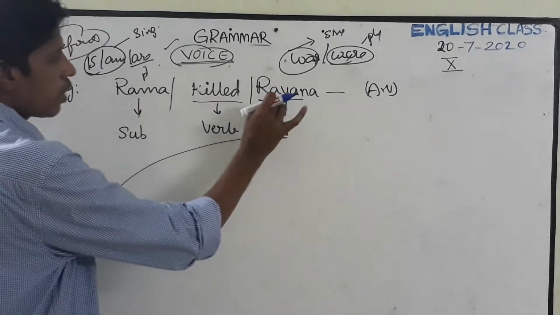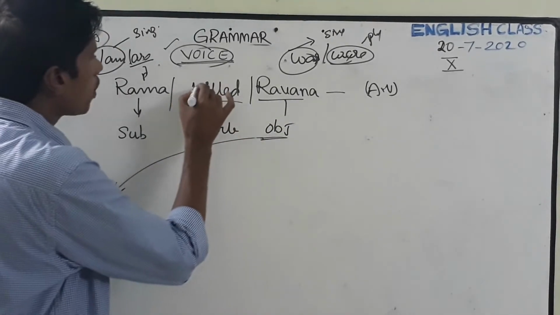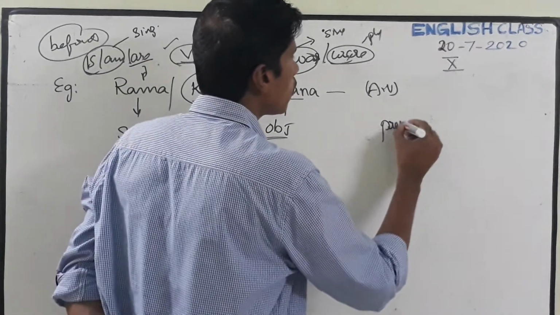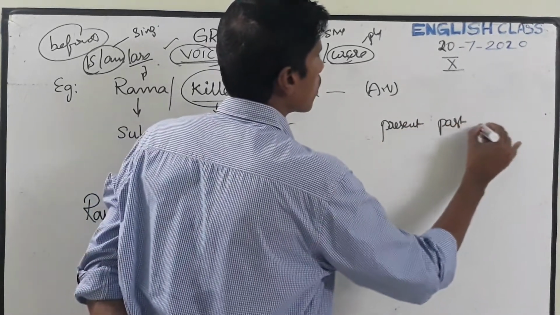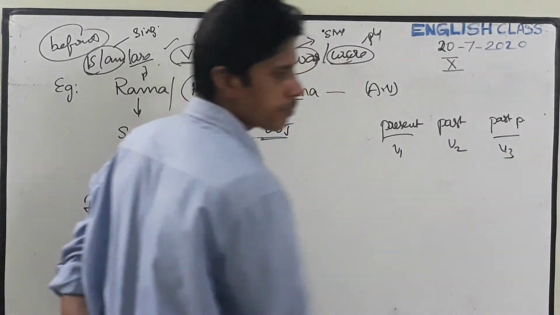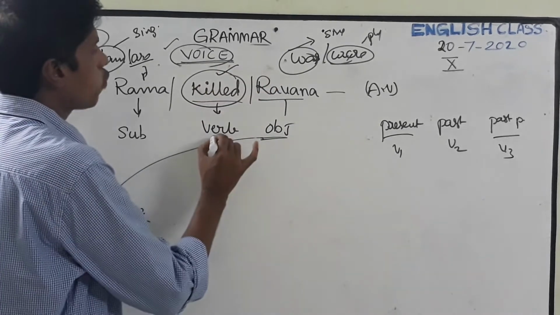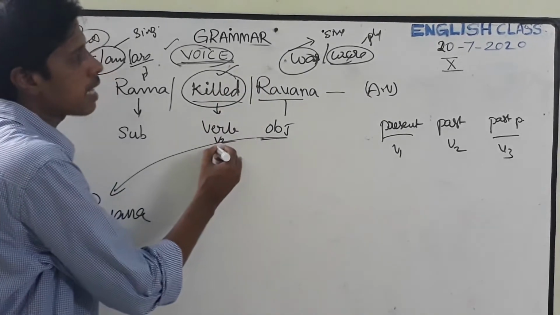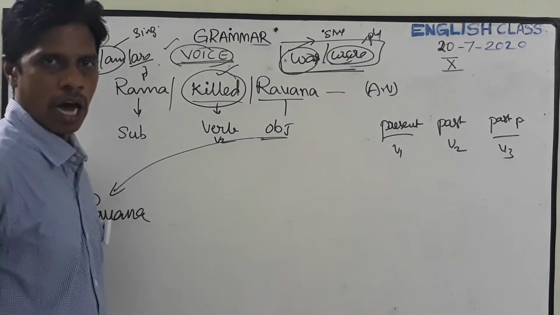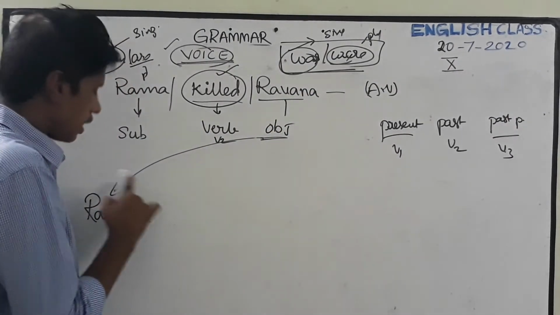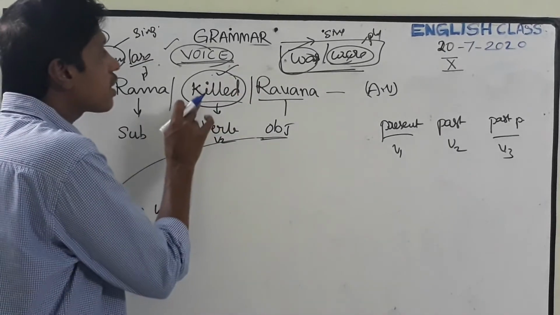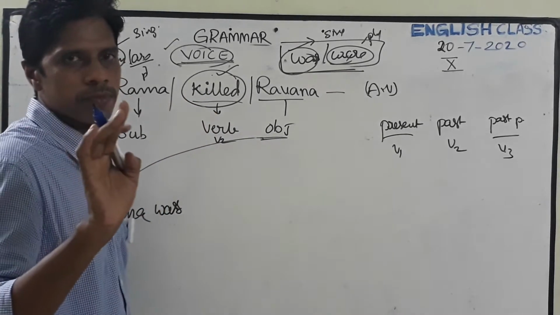Here, when you know the object is singular, then come to the verb form. What kind of verb it is, which means whether it is present tense, past tense or past participle, which means V1, V2 and V3. Right? When you know this is the V2 form, that is, the verb is in past tense, then go with the auxiliary verbs, which means be forms. As I told you, was is used only for a singular subject. Here, Ravana was. Then come to the verb form. Whatever the verb is here, don't mind it. Do not bother.